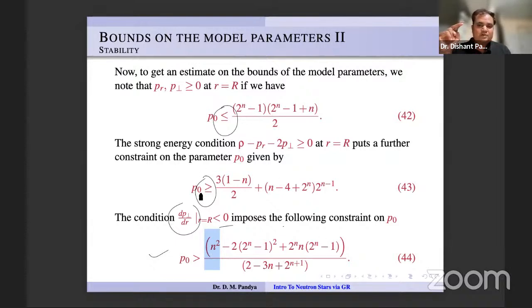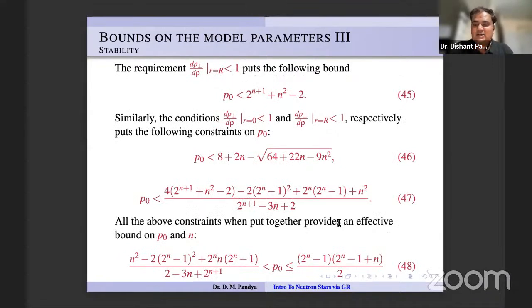Now see, you have found equation number 43. You have found equation number 44 as well. Still, we don't know the relationship between these two right-hand sides. It may happen that this part is greater than this one or the other way around. So it is a good exercise for us to find the smallest interval of this P naught.